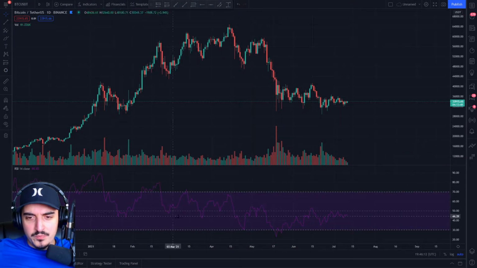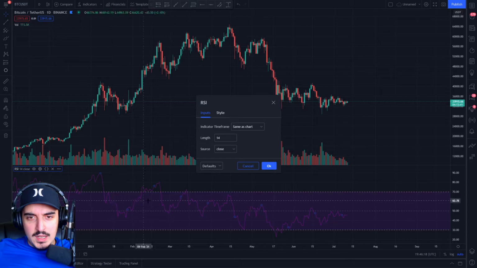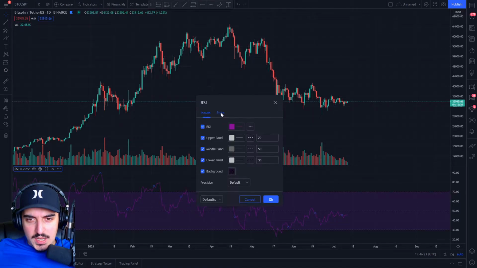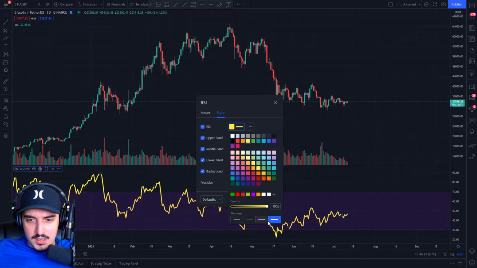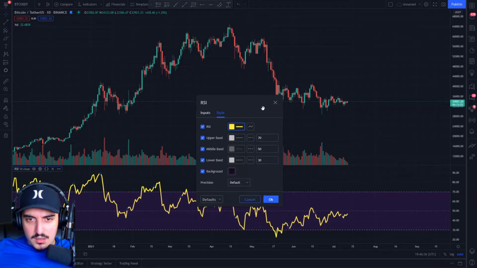So first of all, once you have this indicator, I usually use it with these settings. Let's go to the settings over here and then click on style. Let's make the top line over here a yellow line, and let's make it a little bit thicker. If you want to make it thicker, you just gotta click one of these over here. As you can see on the background, it changes. So let's make it a yellow color.